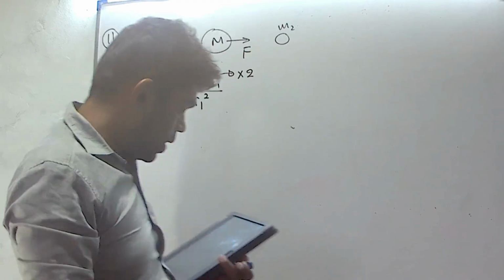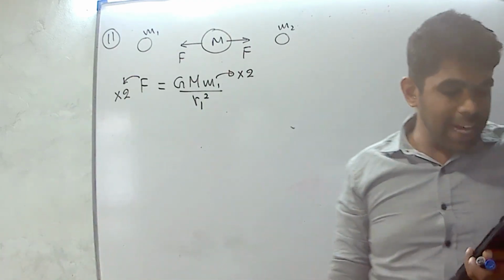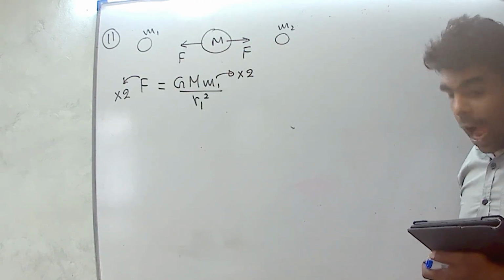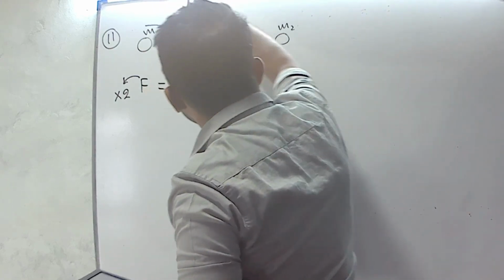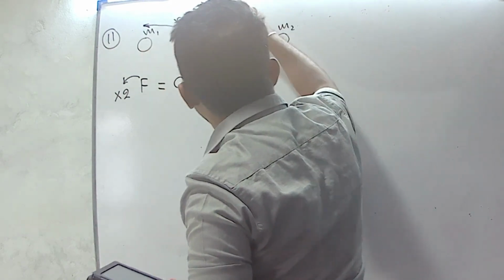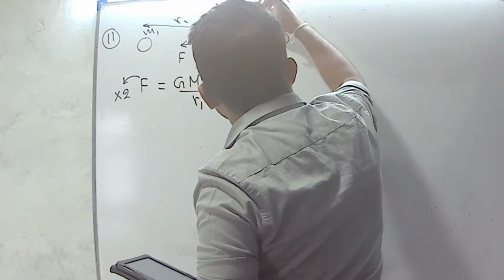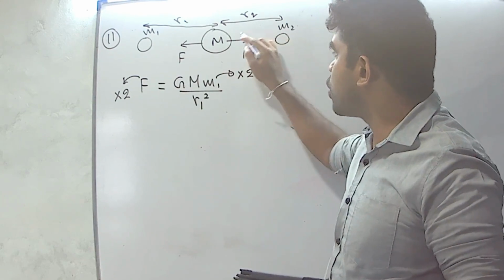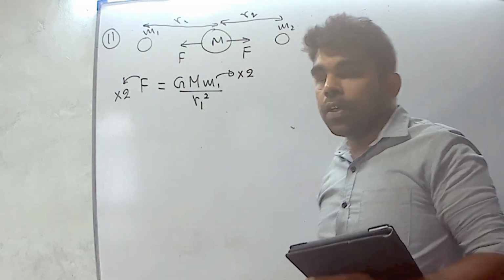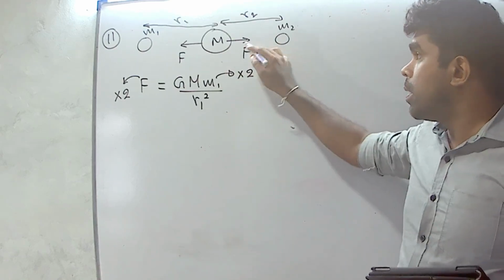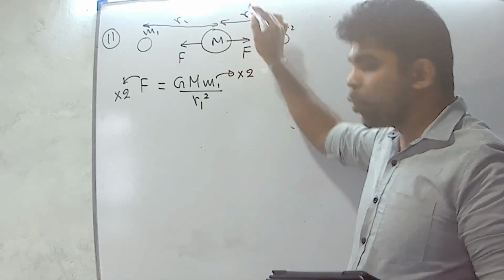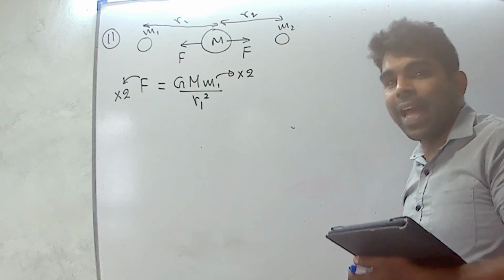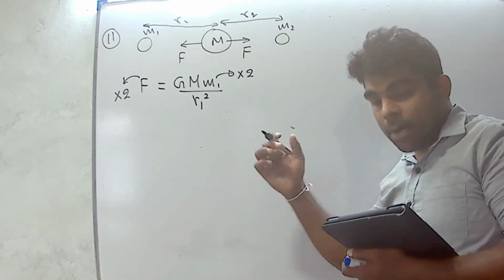And capital M should remain at rest. Then we have to change the R2 distance. R1 is this distance. We have to change the R2 distance. Then this force is doubled, so this force also should be doubled for the equilibrium of capital M. Then we have to change the R2 value. Now the R2 value is 2A. We have to change R2 such that F is doubled.